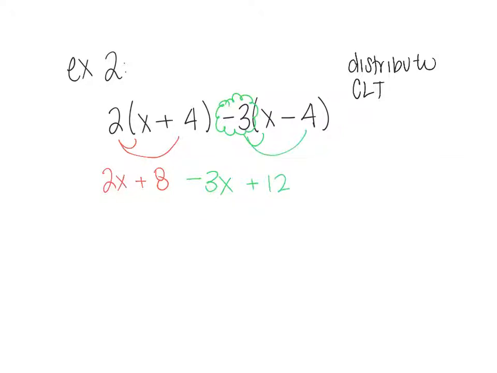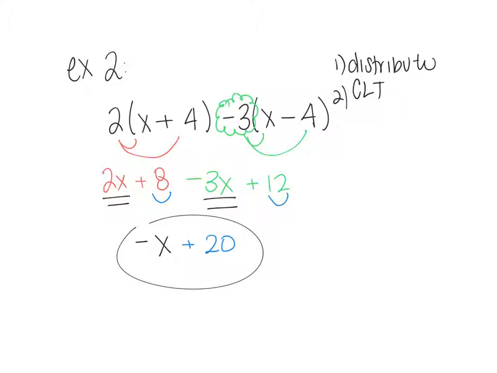Now from here, I go to combine like terms. So your first step is distribute, second is combine like terms. 2x, negative 3x would give me negative 1x, but I don't need to write the 1. And then 8 plus 12 would give me positive 20. So my answer would be negative x plus 20.